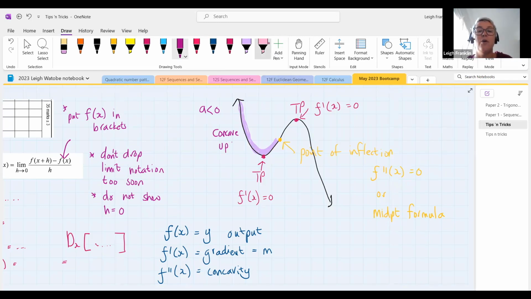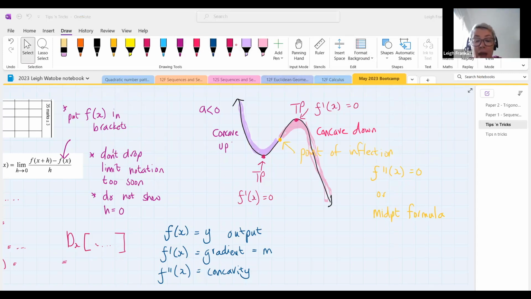All right. After your point of inflection, where the pink is over here, this is where your graph is concave down. Let's get a pink pen. This is where the graph is concave down. They often ask questions: for which values of x is the graph concave up? Or for which values of x is the graph concave down, for example. So you would need to know that.